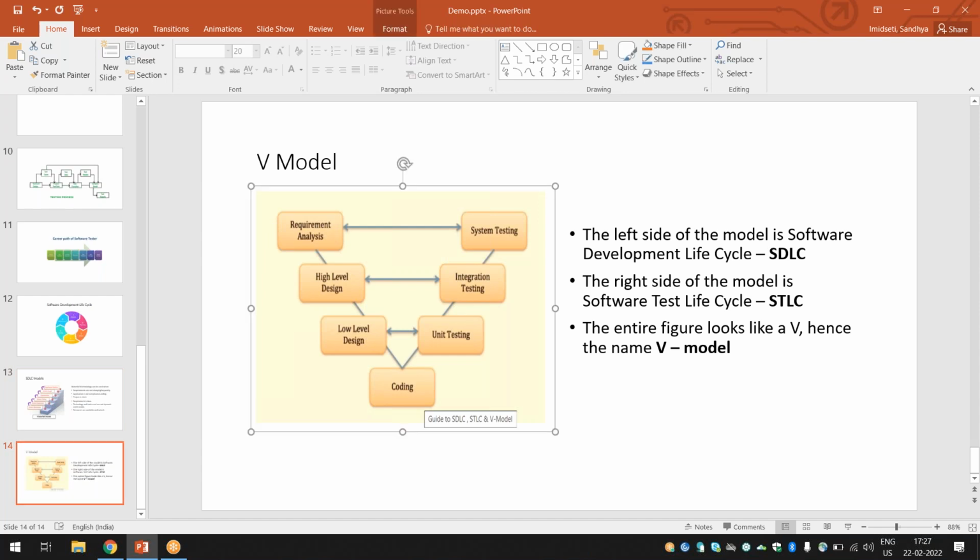And this V model is also best suited for small projects only, where the requirements are not clear. Sometimes the client is not very clear about his requirements. In that case, we take a small chunk of data, for example, 100 requirements planned for this project.